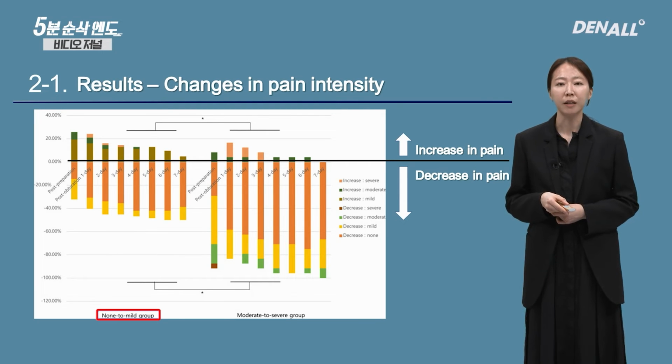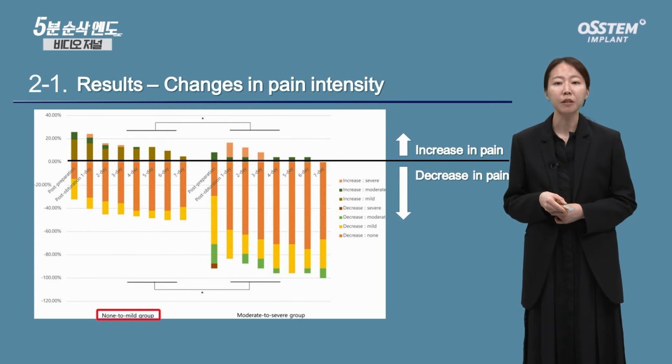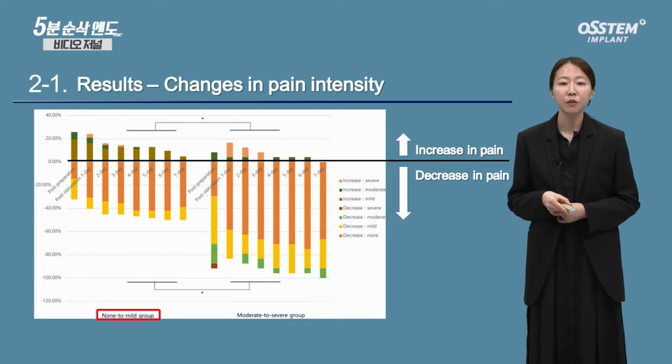A black line was used to see the changes in mechanical allodynia. Those above the black line experienced increased pain, whereas those below experienced a decrease. 26% of the non to mild group experienced pain increase, as shown on the left. The increased intensity was either mild or, in few cases, moderate or above. Compared to the moderate to severe group on the right, the non to mild group showed a significantly higher number of patients expressing increased pain.